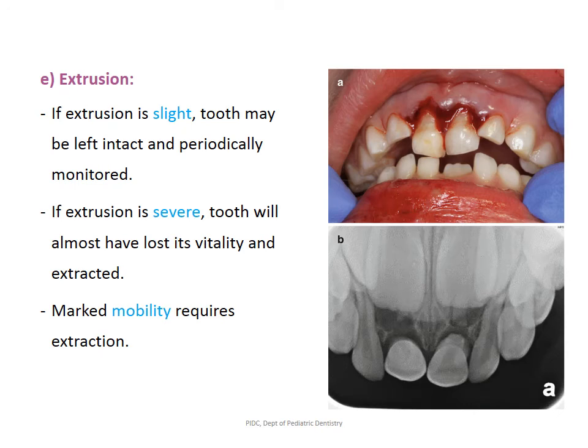Any extrusion type of injury depends upon whether it is slight extrusion or severe extrusion. As you can see here in the picture, there is a slight amount of extrusion injury, and if it is slight, we generally leave it intact and just monitor the patient periodically. But if the extrusion is severe and the tooth has almost lost its vitality, then it needs to be extracted. Then if the tooth shows marked mobility, again the tooth needs to be extracted.